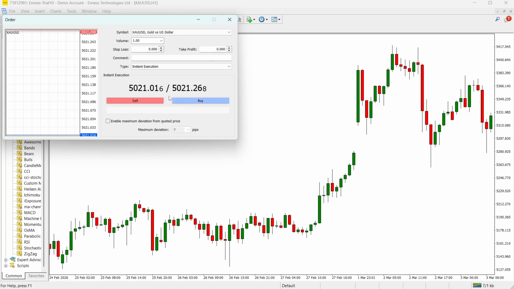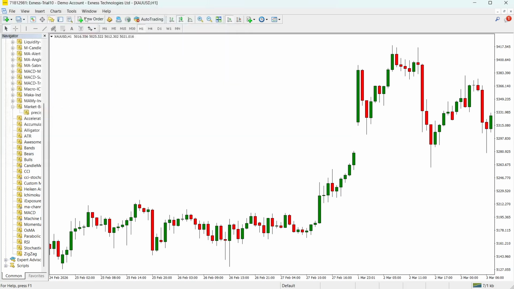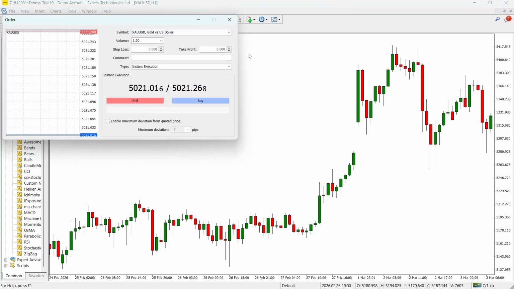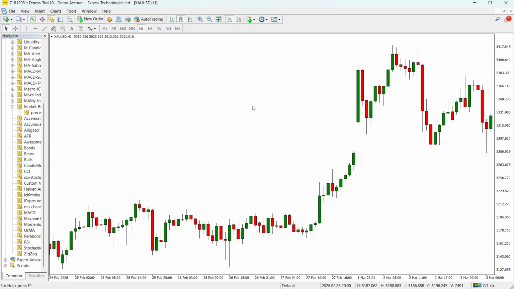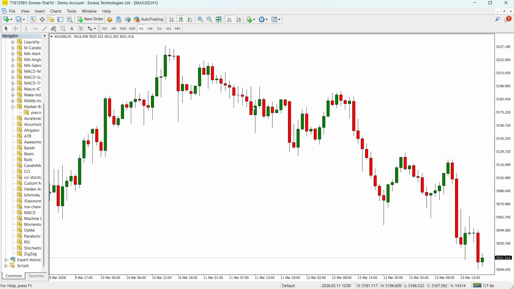You can observe which execution type your broker uses by checking the orders window, like I did, new order over here. Some brokers clearly state whether they use market or instant execution in their account specifications. Understanding execution types is important for all traders, regardless of experience level.